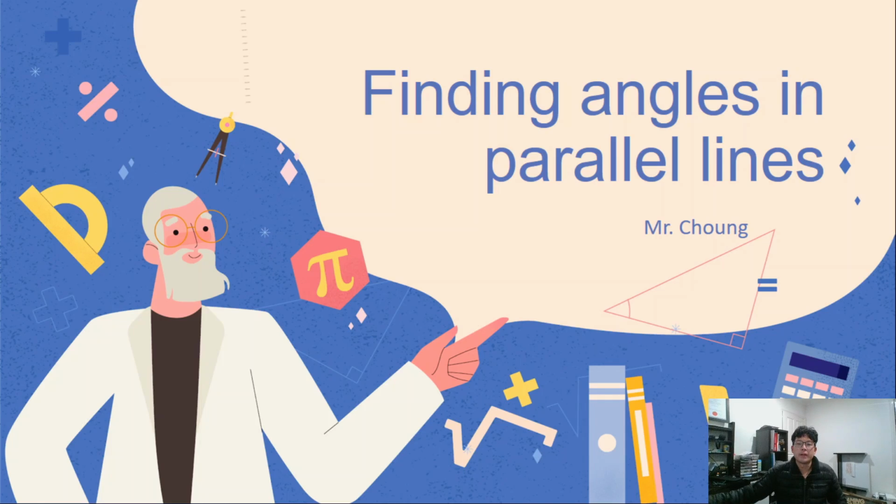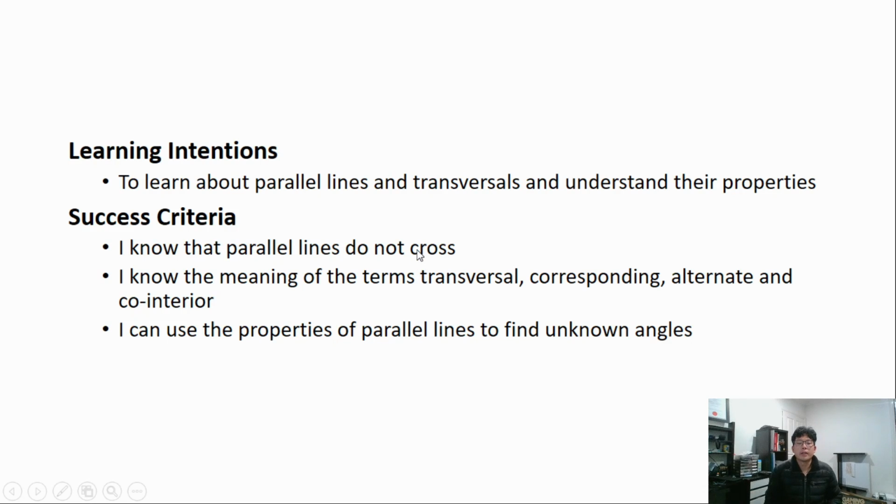This video is about finding angles in parallel lines. The learning intention today is to learn about parallel lines and transversals and understand their properties. The success criteria is to know that parallel lines do not cross, to know the meaning of the terms transversal, corresponding, alternate, and co-interior, and to be able to use the properties of parallel lines to find the unknown angles. So let's pause the video here and just take a minute to write these down.